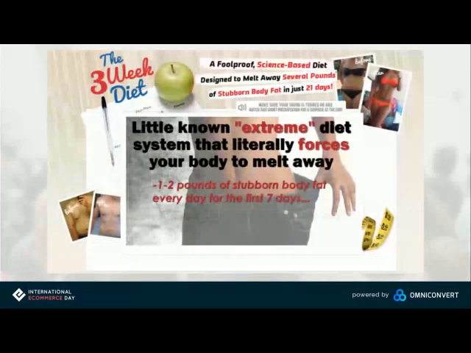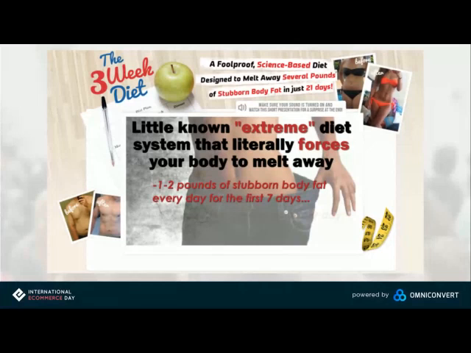Now here is another example from Brian Flatt, the 3-week diet, a foolproof science-based diet designed to melt away several pounds of stubborn body fat in just 21 days. So a little known extreme diet system that literally forces your body to melt away 1 to 2 pounds of stubborn body fat every day for the first 7 days. So this is also built squarely in a stage two marketplace with the stage directed to a stage two audience.